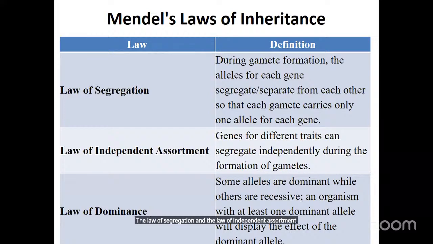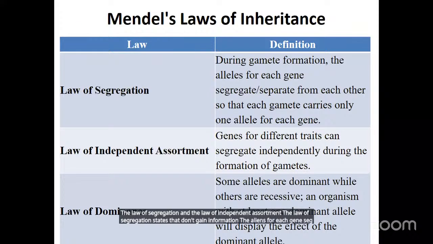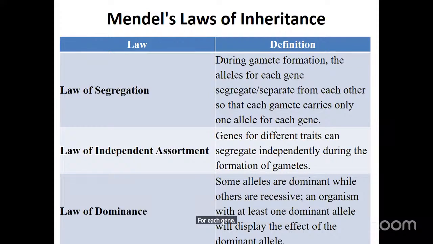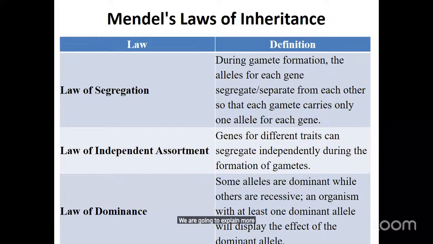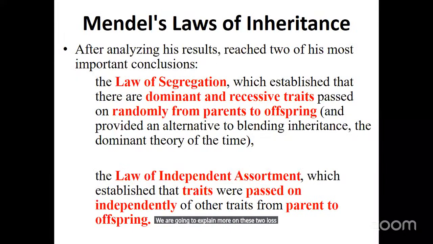The law of segregation states that during gamete formation, the alleles for each gene separate from each other so that each gamete carries only one allele for each gene. The law of independent assortment states that genes for different traits can segregate independently during the formation of gametes. We are going to explain more on these two laws during the next class. So let's stop here for today.